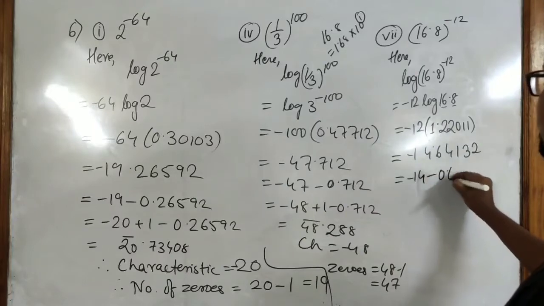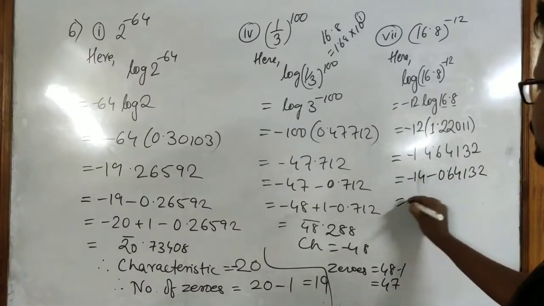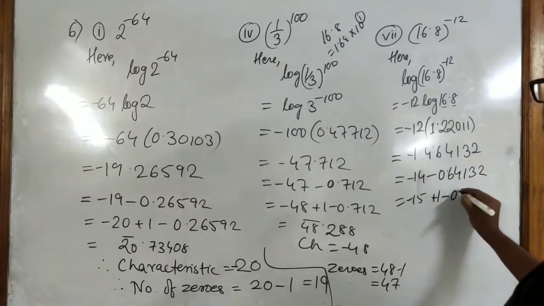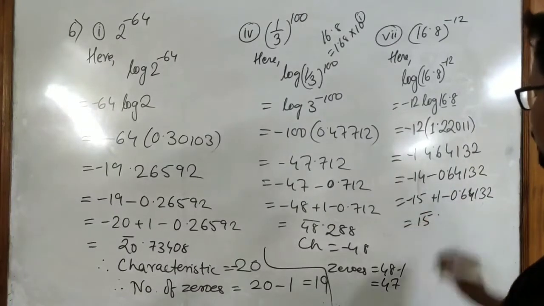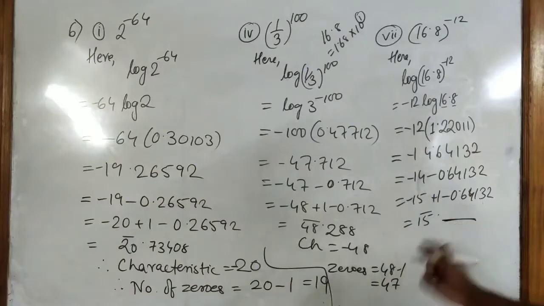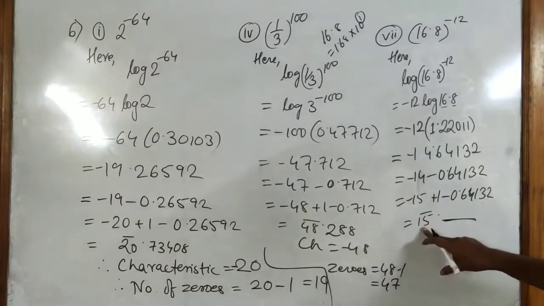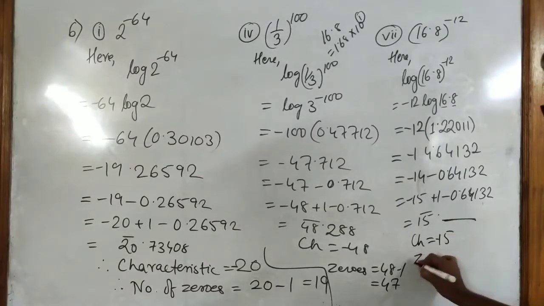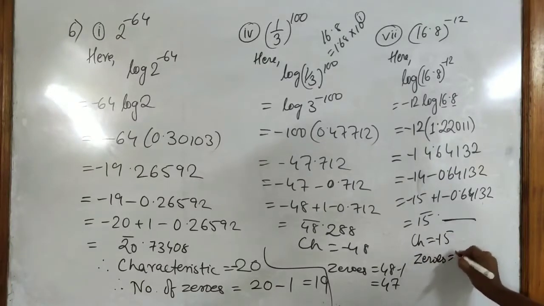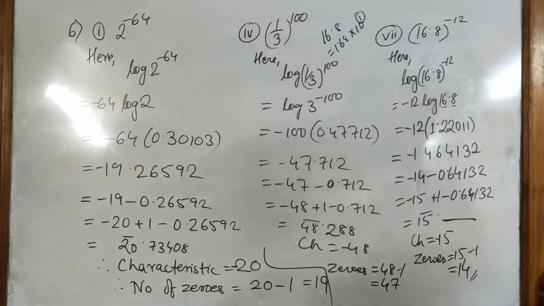Minus 14 minus 0.64132. So it is going to be minus 15 plus 1 minus 0.64132, which is going to be 15 bar dot whatever you get the value. It does not matter whatever you get. We need the characteristic. So ultimately the characteristic is equal to minus 15. That means the number of zeros is going to be 15 minus 1, which is 14. So ultimately the number of zeros is 14.